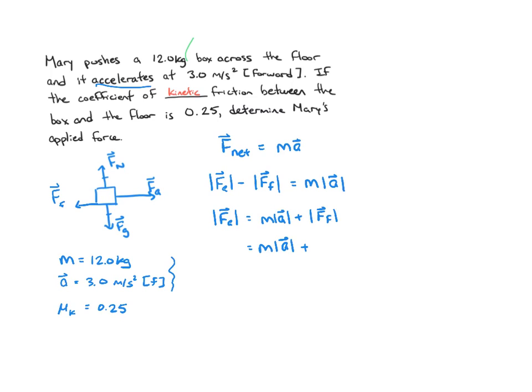However, for the force of friction, what I'm given is the coefficient of friction. So I'm going to replace the force of friction with the formula for the force of friction, which is mu times normal. And just like last time, the normal force happens to be just equal to or balanced with the force of gravity. So I can replace the force of normal with the force of gravity, and the force of gravity is mg.